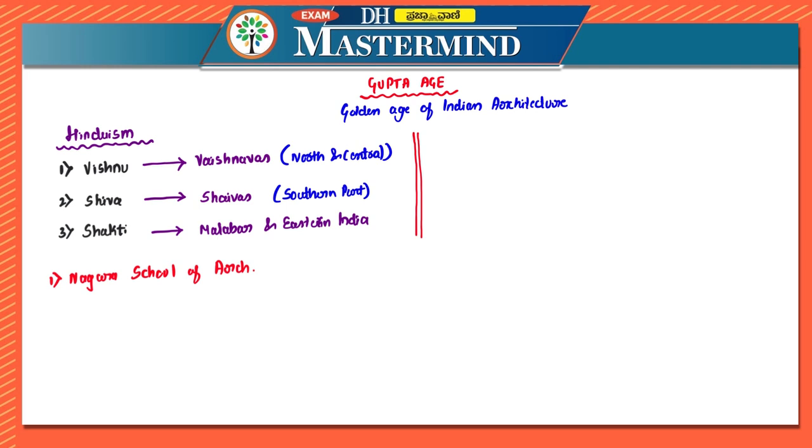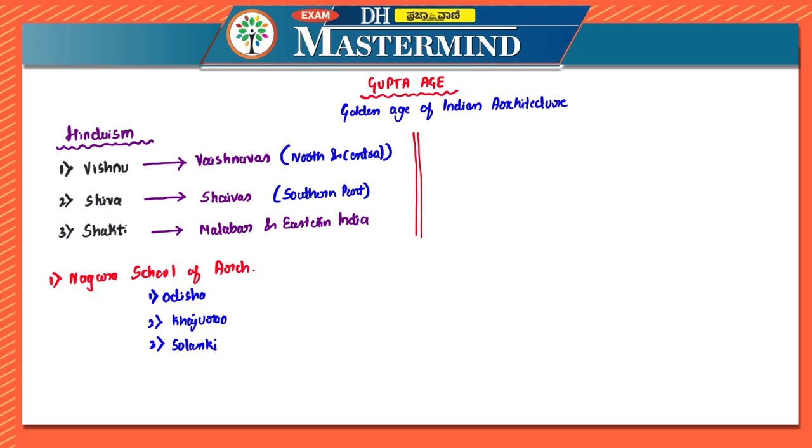First one is Nagara School of Architecture, Nagara school or Nagara style of architecture. In this only there were sub-schools. First one is Odisha school. Second one is Khajuraho school. Third one is Solanki school. Okay, Odisha school, Khajuraho school, Solanki school.